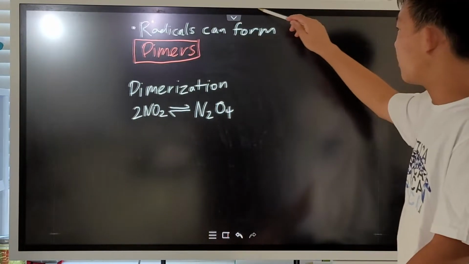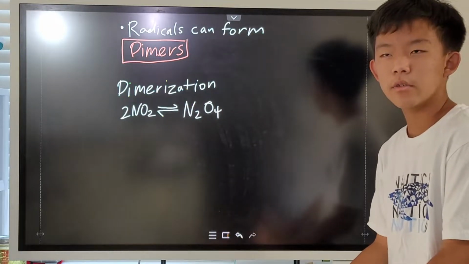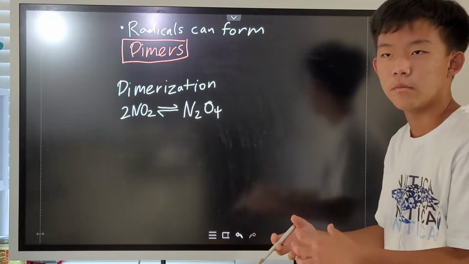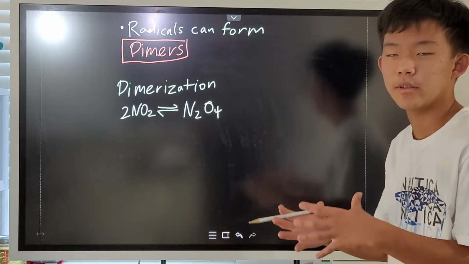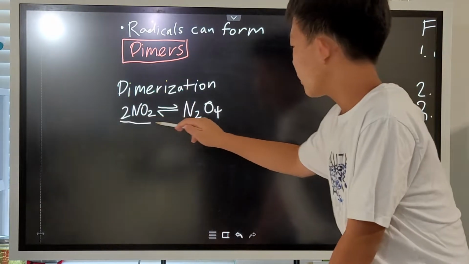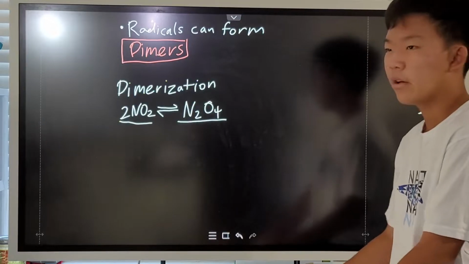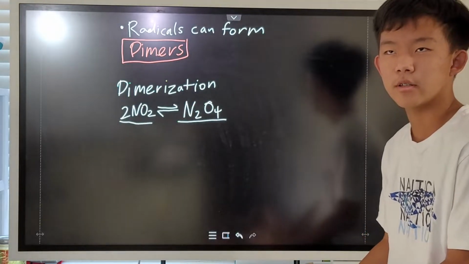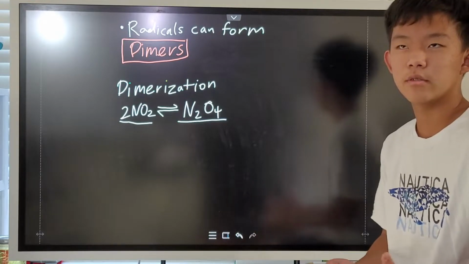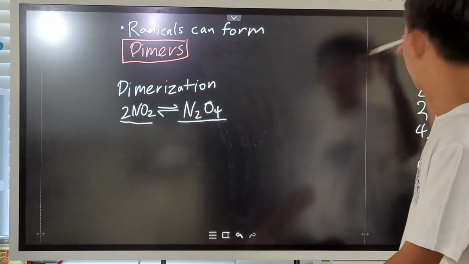Now there's another property of radicals, so-called dimerization. It's when two free radicals combine with each other to form something called a dimer, which is basically a pair of molecules acting like one. For nitrogen dioxide, it would convert to dinitrogen tetroxide. Honestly though, for nitrogen dioxide, it's really just equilibrium based. If it's hotter, then it will turn to NO2, and if it's colder, then it will become dinitrogen tetroxide.